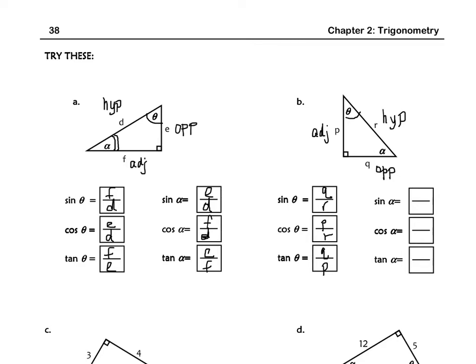Now if we switch to angle alpha, I didn't mean to erase the hypotenuse there because the hypotenuse is not going to change. This is still the hypotenuse, but now this is the opposite to angle alpha, and this is adjacent to angle alpha. So sine is opposite over hypotenuse, which is P over R. Cos is adjacent over hypotenuse, which is Q over R. And tan of alpha is opposite over adjacent, which is P over Q.